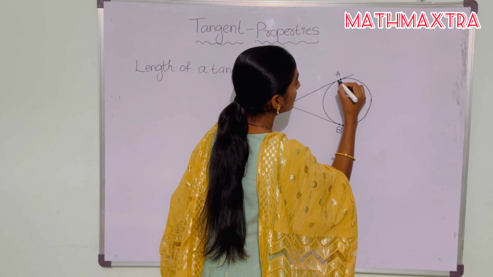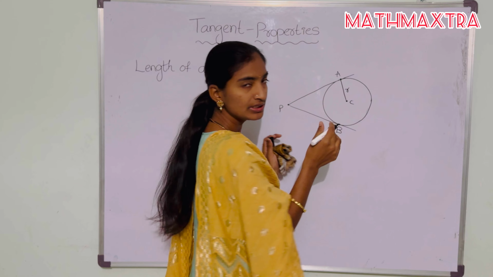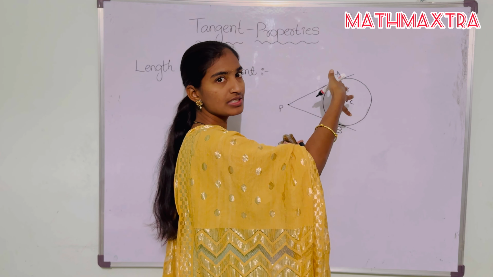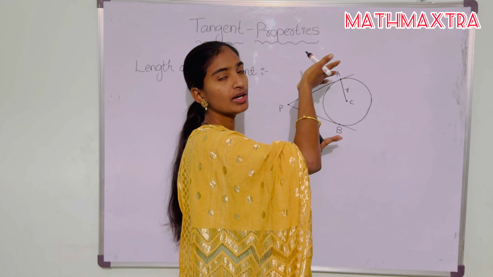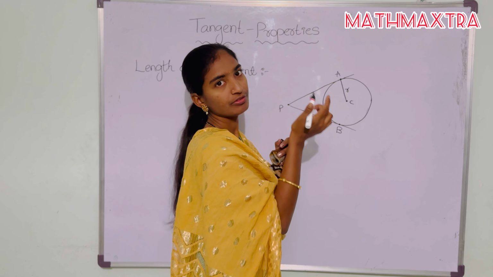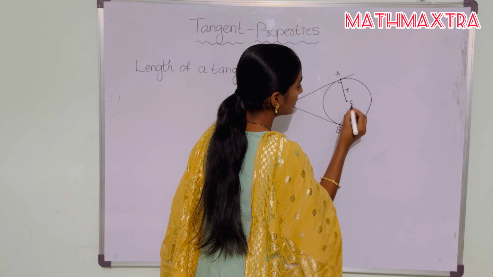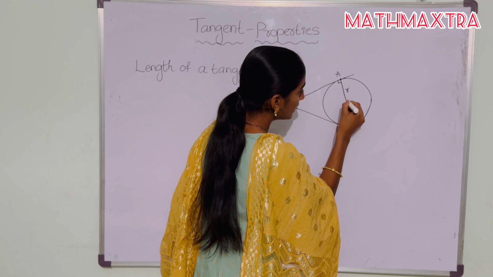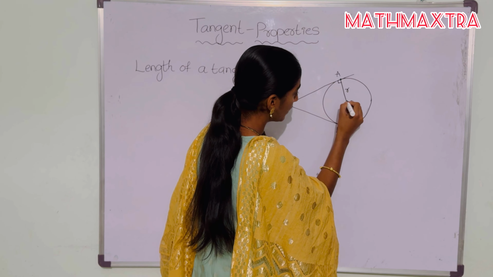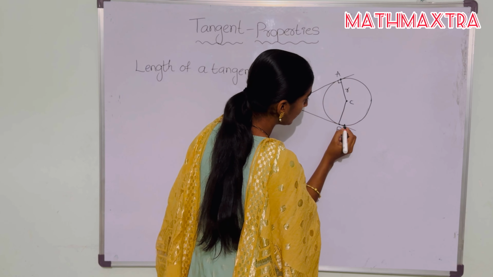And here, just now we have discussed one property: the radius of the circle is always perpendicular to the tangent at the point of contact, isn't it? So this is always perpendicular. And similarly, if you draw from the center of the circle to the other point of contact, here also the same thing happens.